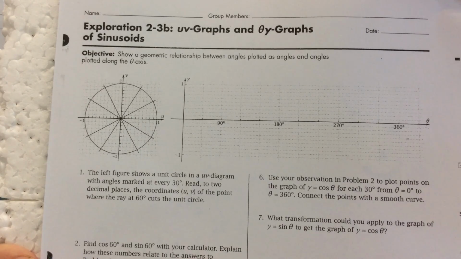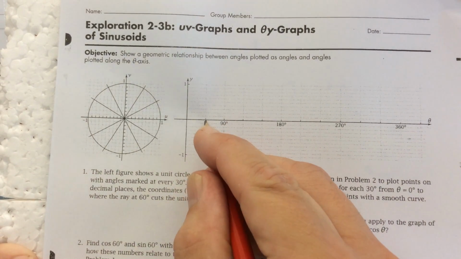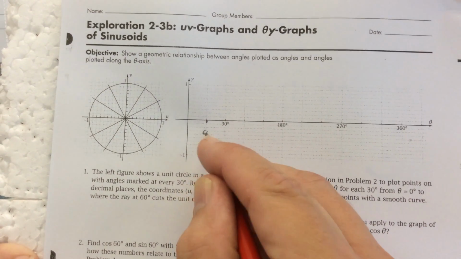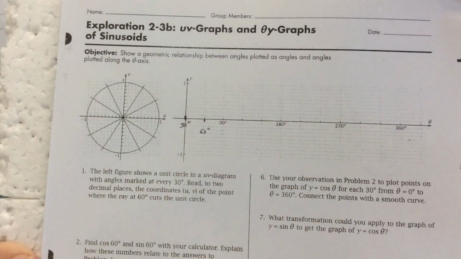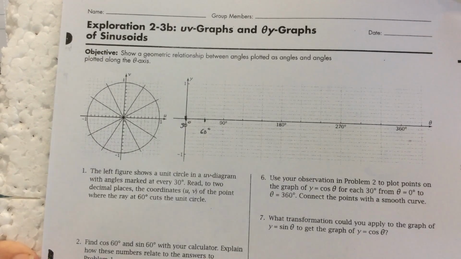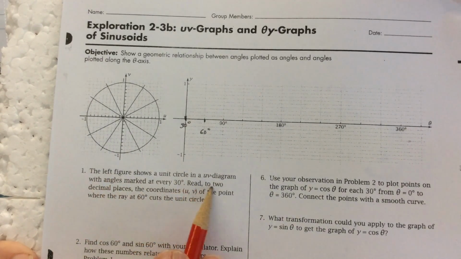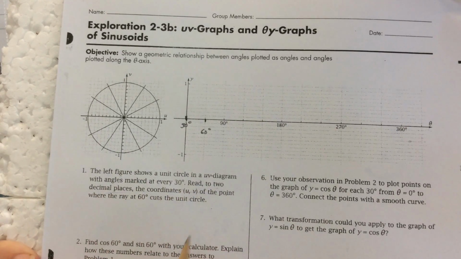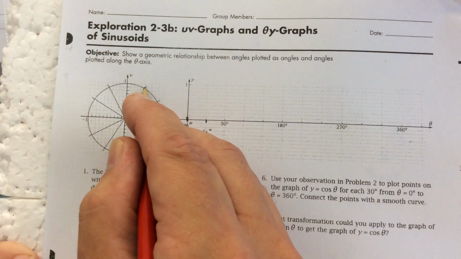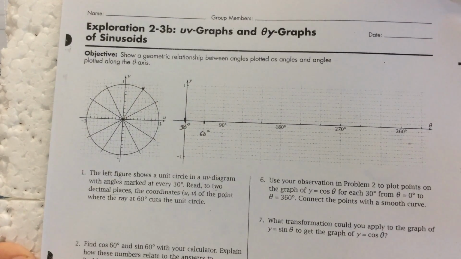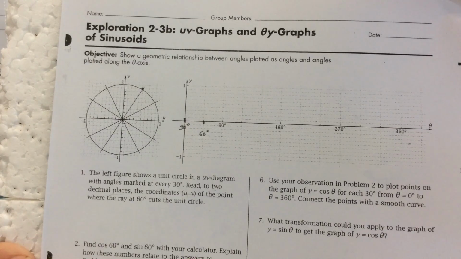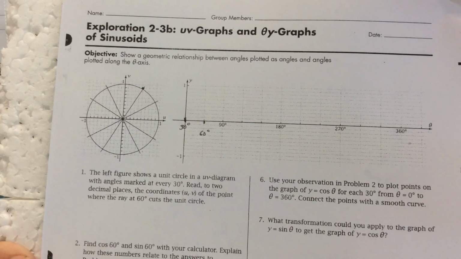Stop me if this is not what you also figured out. Okay? First of all, the first thing you guys pointed out to me was that this is 60 degrees and this is 30 degrees, which seemed a little odd, but okay. Right? And then this said, read to 2 decimal places the coordinates UV of the point where the ray cuts. So it's right here. And when it says read to 2 decimal places on a graph this size, I have no idea what they really mean. Okay? But of course, we could figure it out, right?